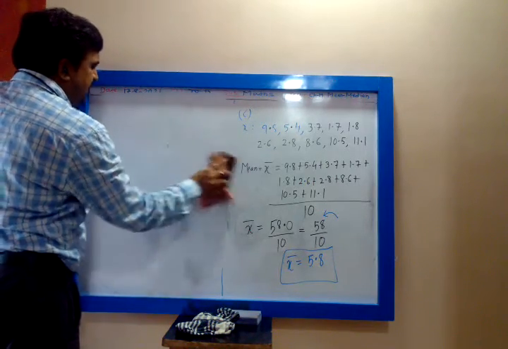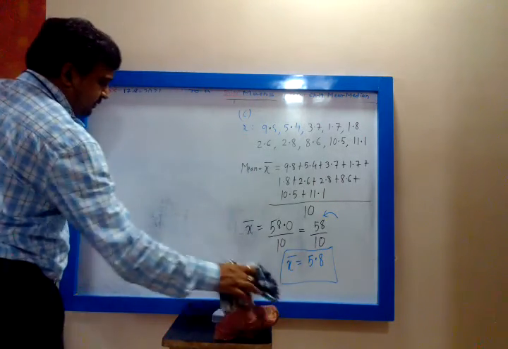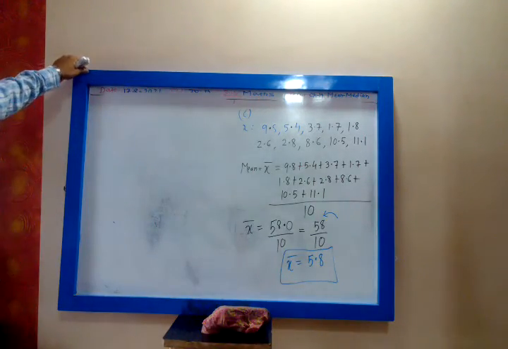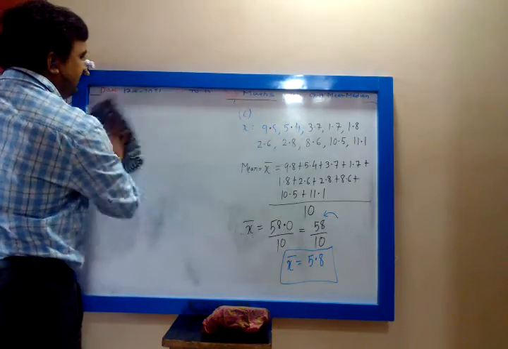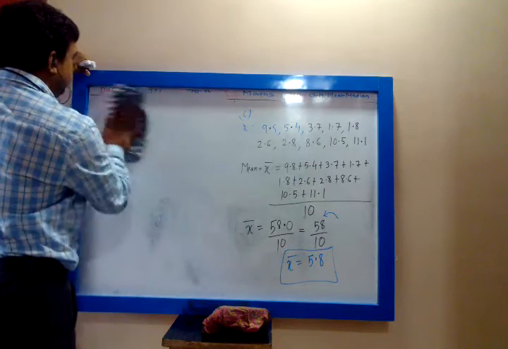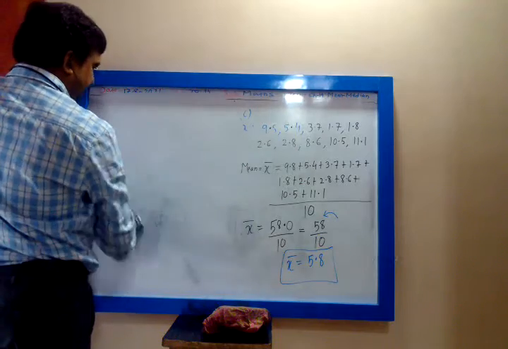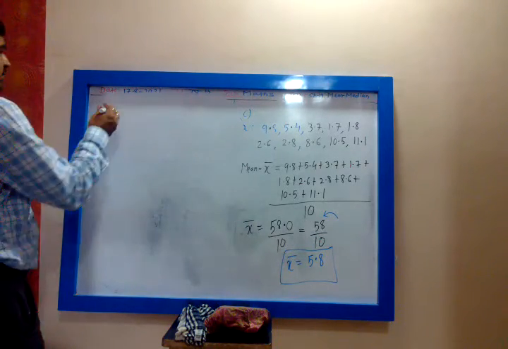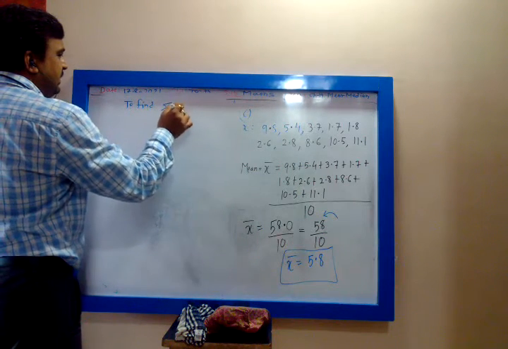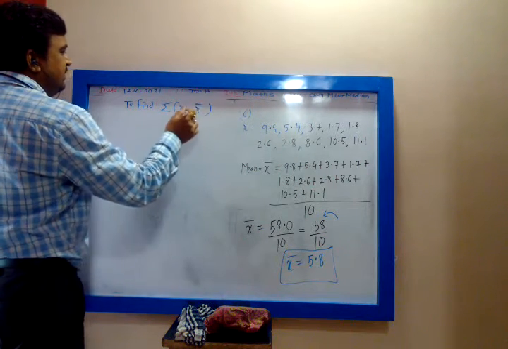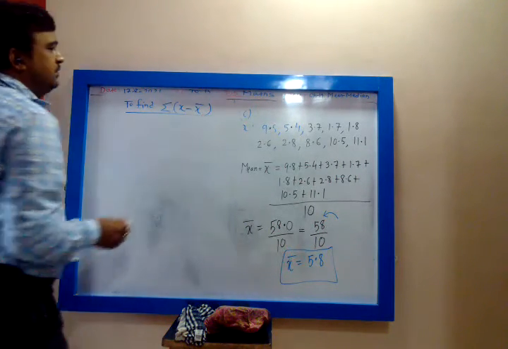So to find the mean value, you have to add all the values and divide the total by the total number of values given. Then the second part: find the value of summation x minus x bar. Okay. Now we want to find summation x minus x bar. X bar is the mean value, no? Let us see how to find it.